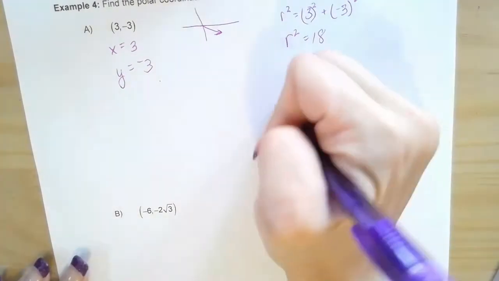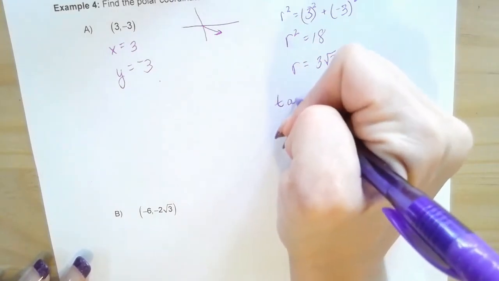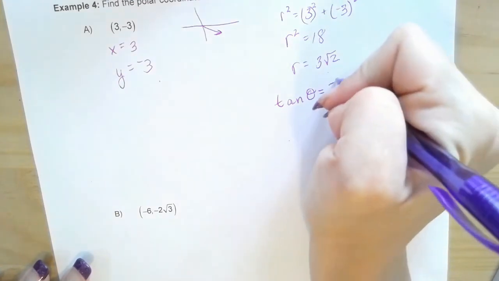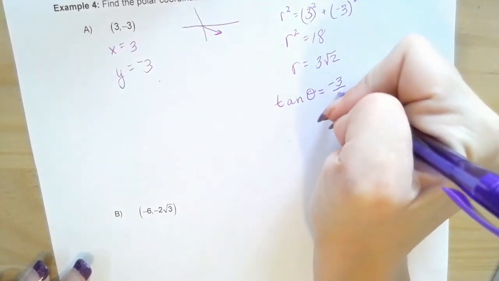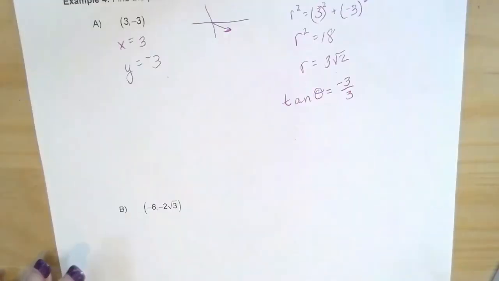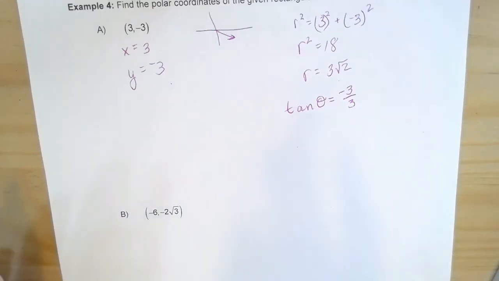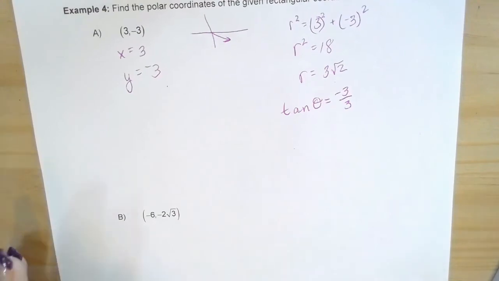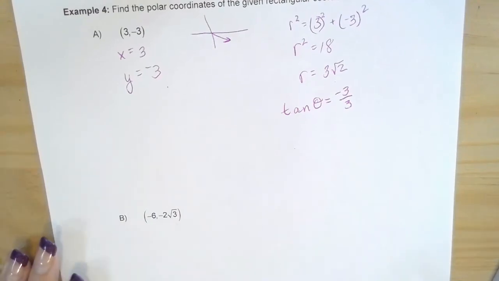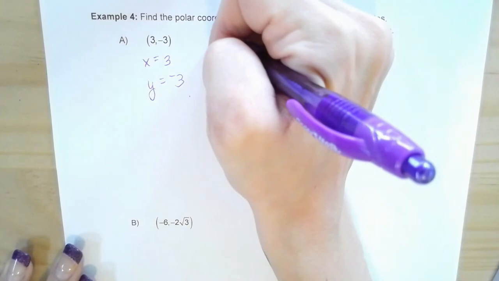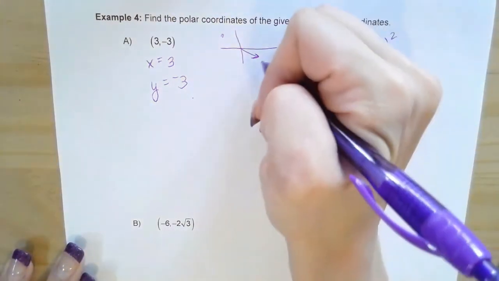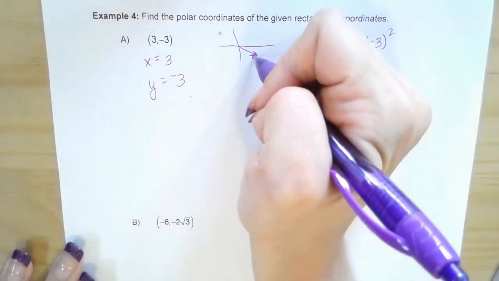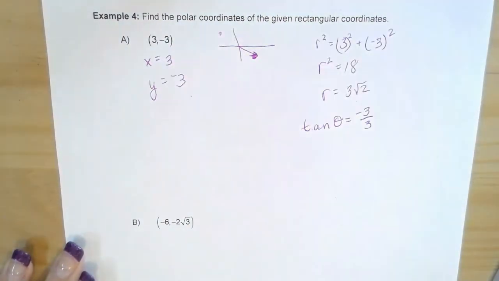Now I need theta. Remember, tangent theta is y over x. So think of this. Where is tangent negative 1? It is negative 1 here. It is negative 1 here. And of course, which one do we want? We want the one down here, right?